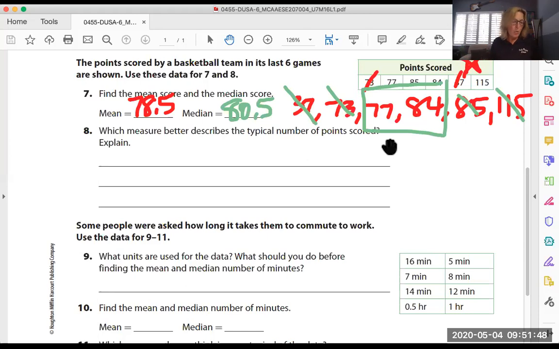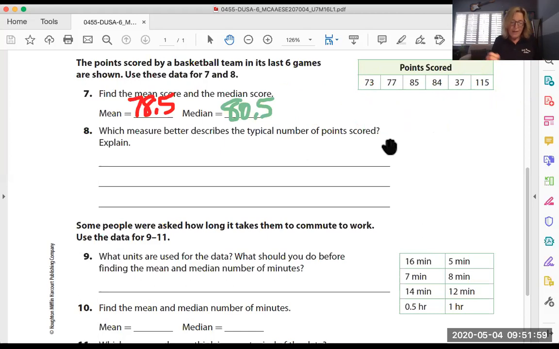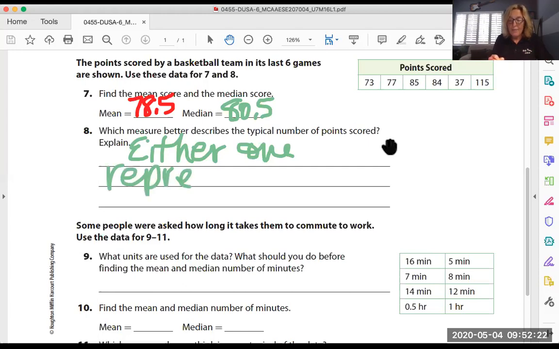So the question is, which measurement best describes the typical number of points scored? Let's look at the data itself and see which one we feel better about. Is it really 78.5 versus 80.5? They're really very close, right? There's not a big difference here. So I would actually say that either one would work in this case. Either one represents the data pretty well.